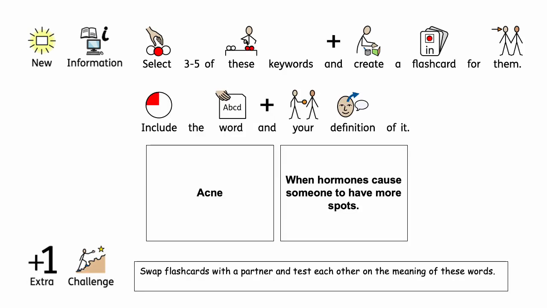Now, like we did with the boys' keywords, I would like you to select between 3 and 5 of the key words from that table that we've looked at and create a flashcard for them. And this is to help you or the people in your class to remember the definition and the meaning behind those key words. On your flashcard, you will need to include the word, maybe a little picture if you like, and also your definition, so explaining it in your own words.